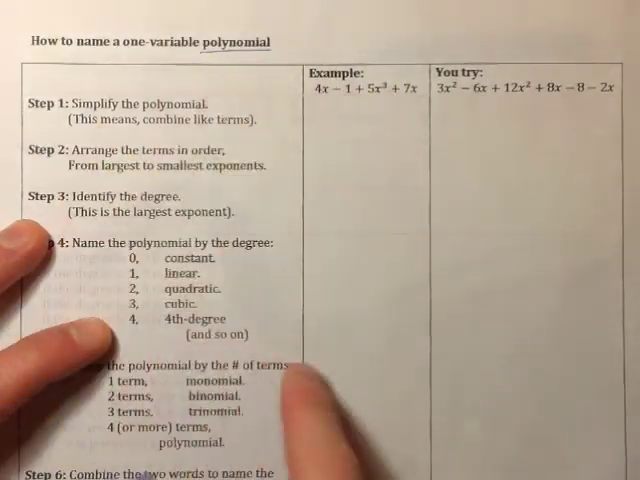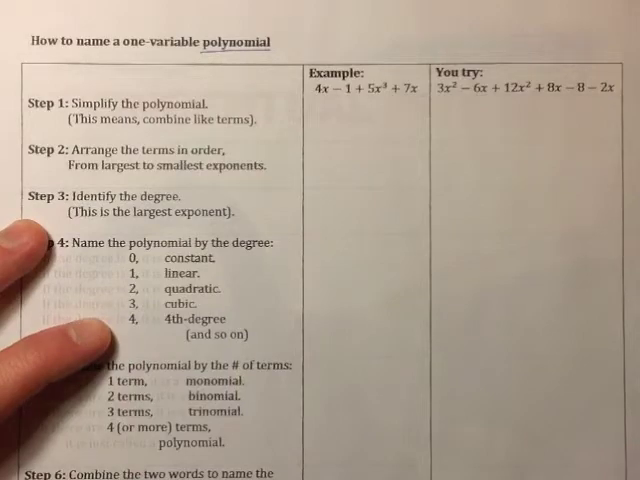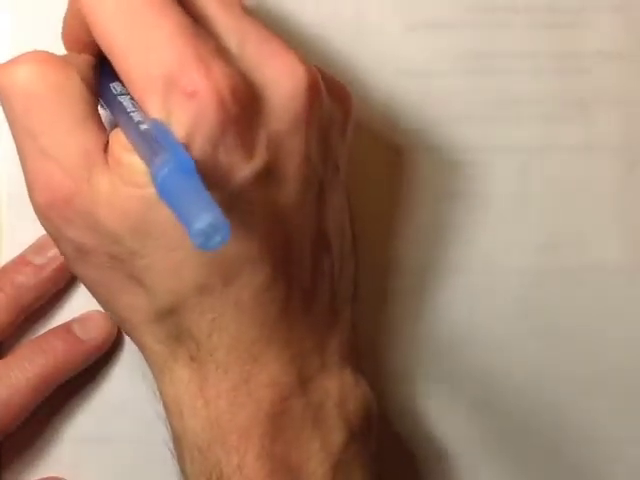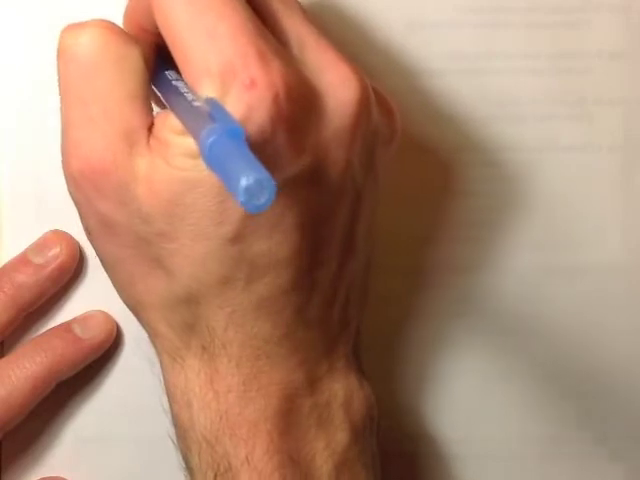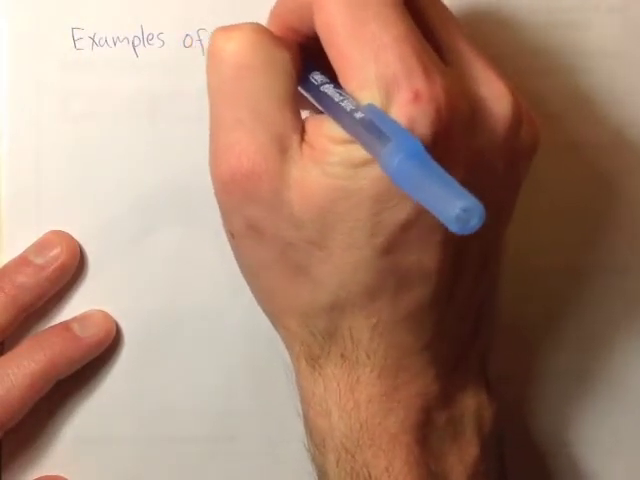Now, I should have given this paper to you in class, so I want you to get that out, and we're going to be taking notes on it. First of all, we're going to be taking notes on the back side of this. So flip this guy over, and I'm going to give you a list of some examples of polynomials.